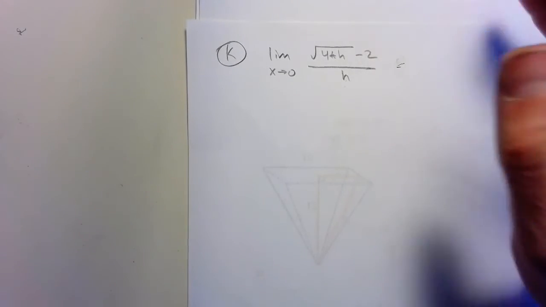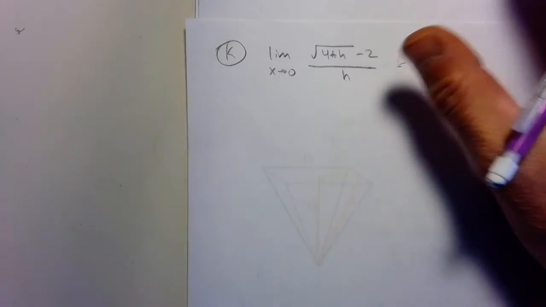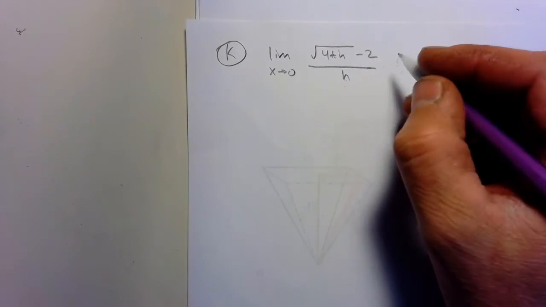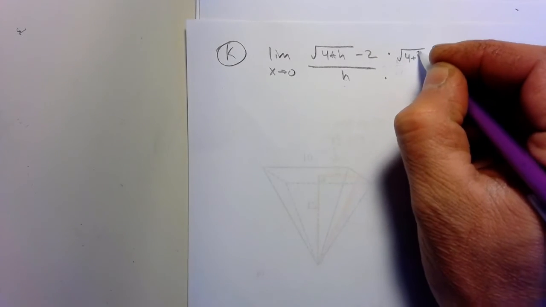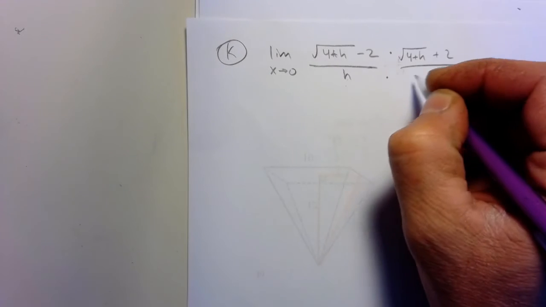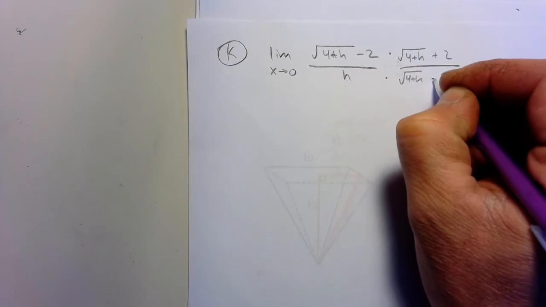And it's not like the other ones where you can factor it necessarily. So here's what we're going to do. We're going to rationalize the numerator. Remember, rationalizing the denominators in algebra gives it a better form. Well, we're going to rationalize the numerator.